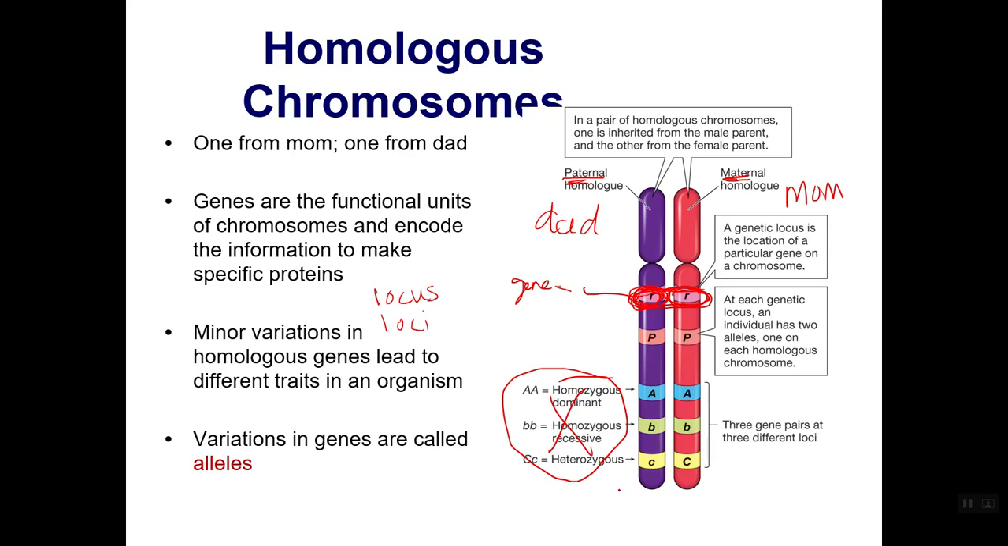Maybe this one down here, C, is for flower color in plants. Or it could be height. Again, it doesn't really matter, but you can see they're located in the same spot, at the same loci, locations, and therefore they code for the same stuff. But there might be variations in what the stuff is, and we call those alleles.